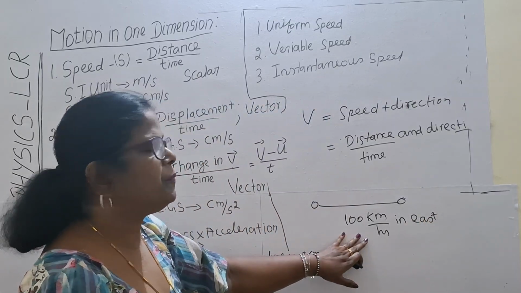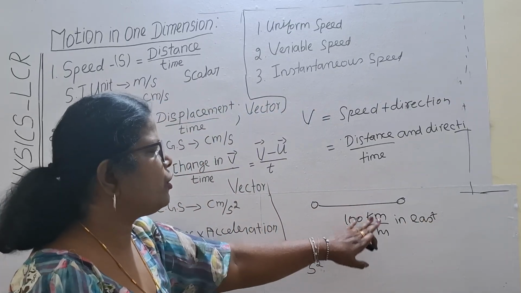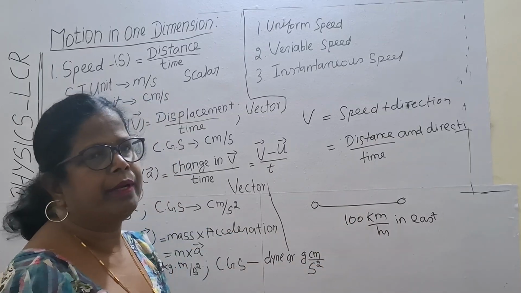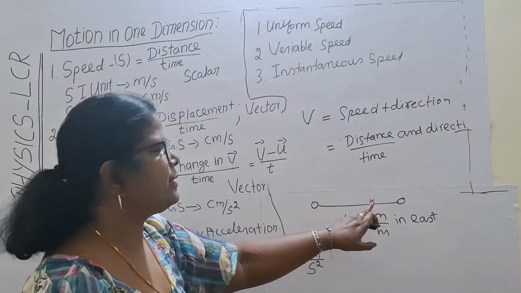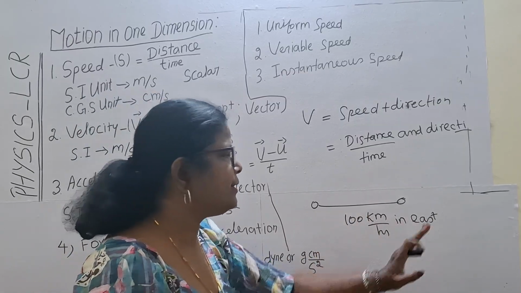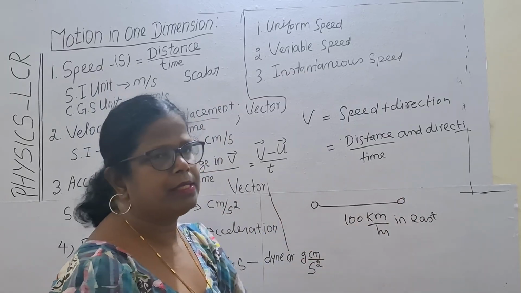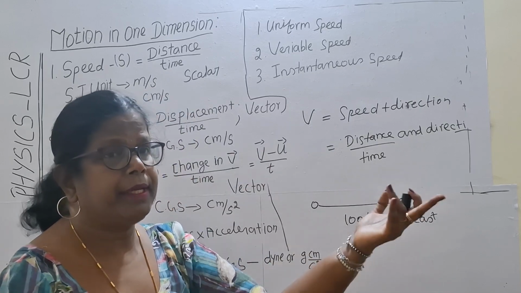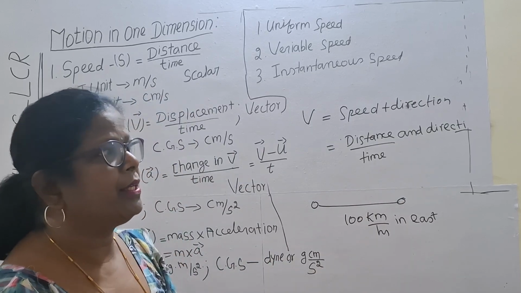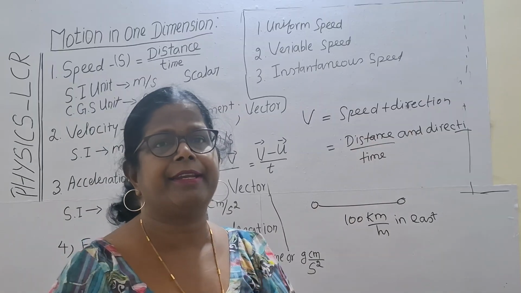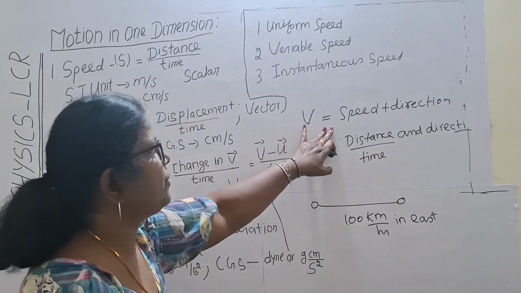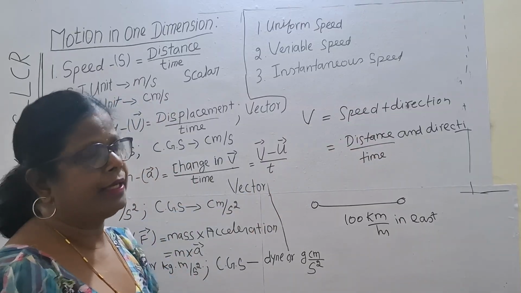You people know about speed. In 1 hour, 100 kilometer per hour, it is a speed. In 1 hour the body covers 100 kilometer. That is in east direction, it will become a velocity. So that is what I told. Speed, velocity, acceleration, force, everything is related. So here, velocity equals speed and direction.